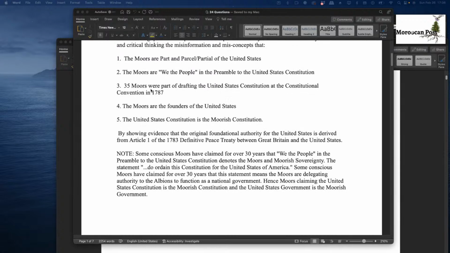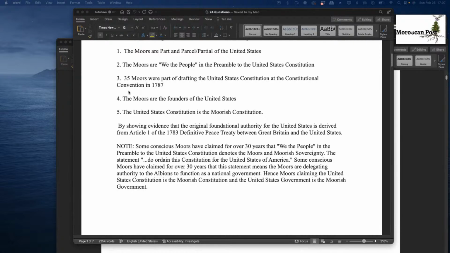Note, some conscious Moors have claimed for over 30 years that we the people in the preamble of the United States Constitution denotes the Moors and Moorish sovereignty. The statement, do ordain this Constitution for the United States of America. Some conscious Moors have claimed for over 30 years that this statement means the Moors are delegating authority to the Albions to function as a national government. Hence, Moors claiming the United States Constitution is the Moorish Constitution and the United States government is the Moorish government.